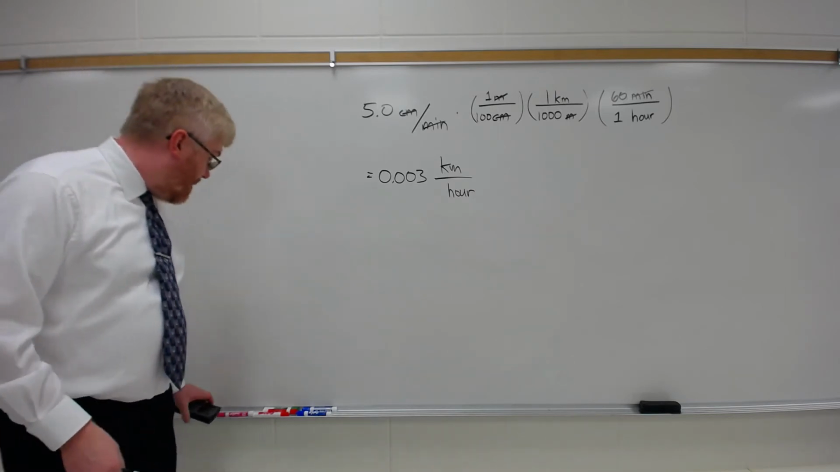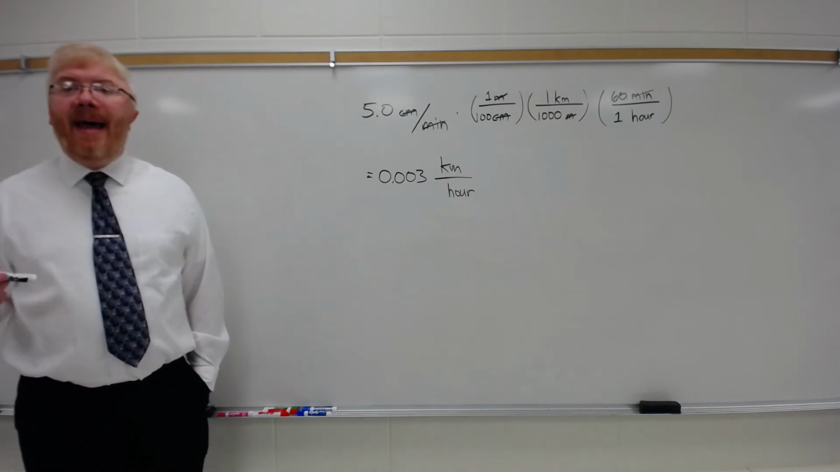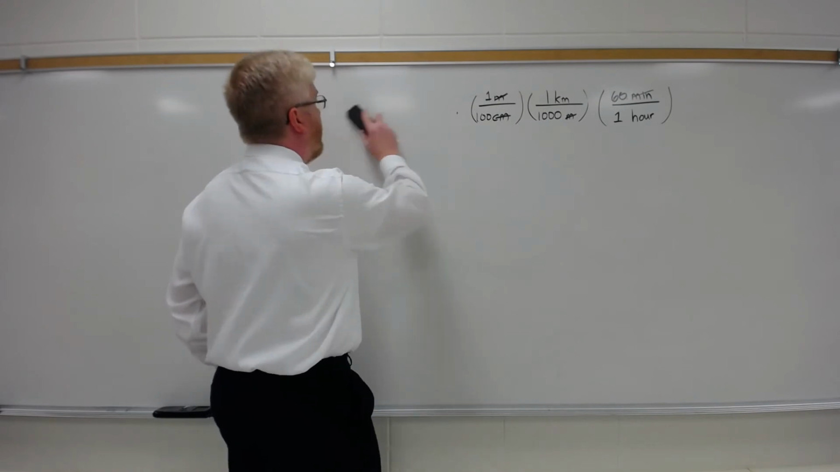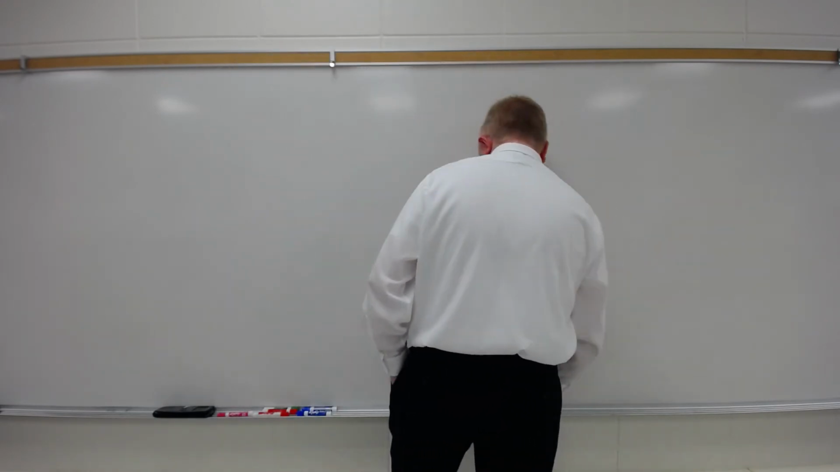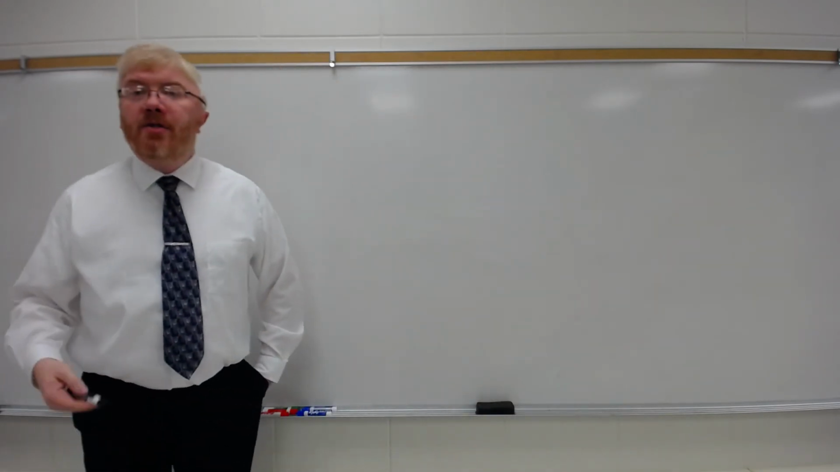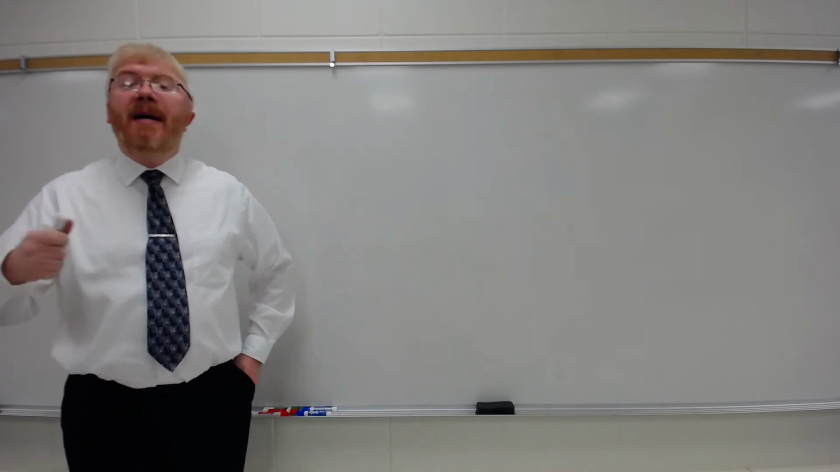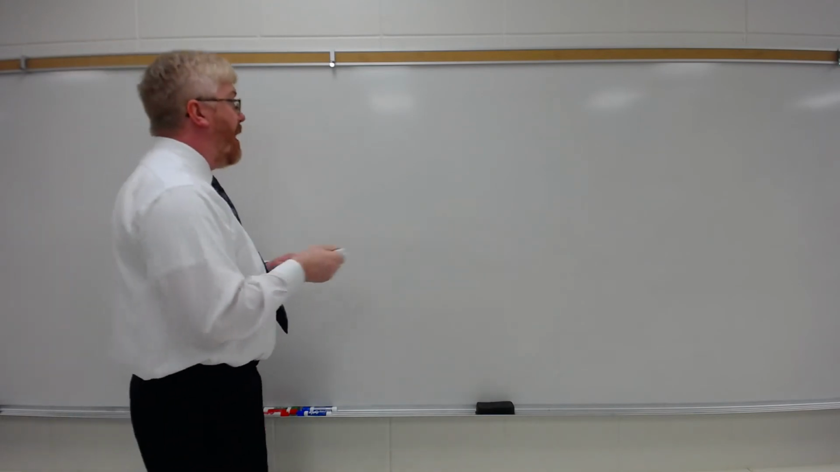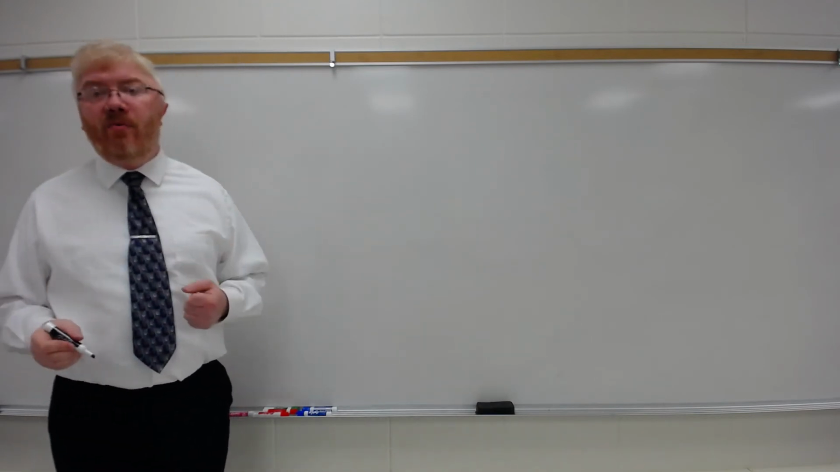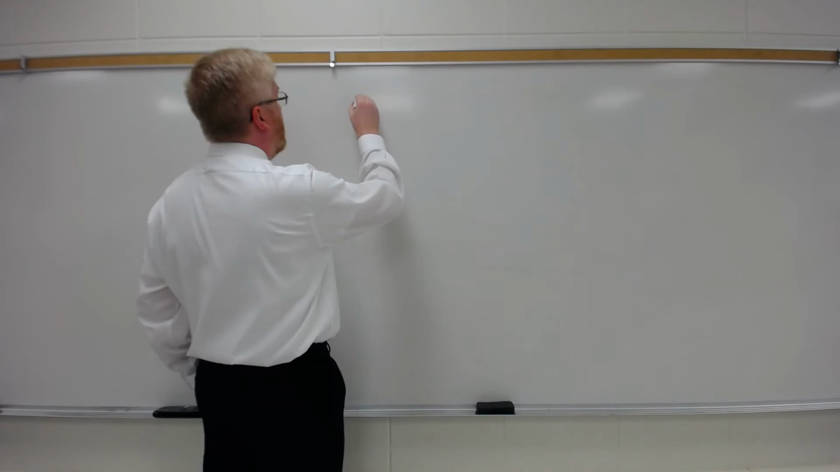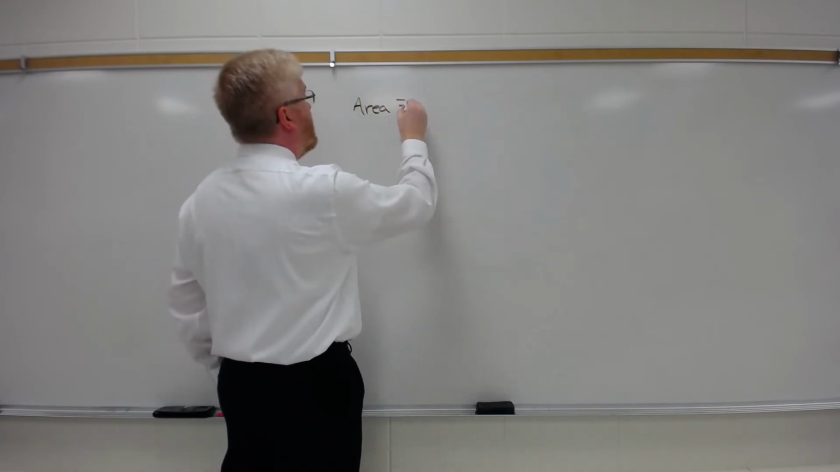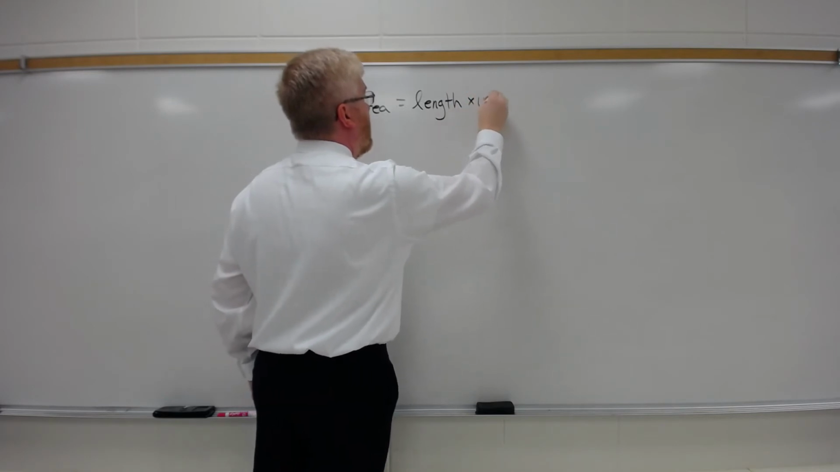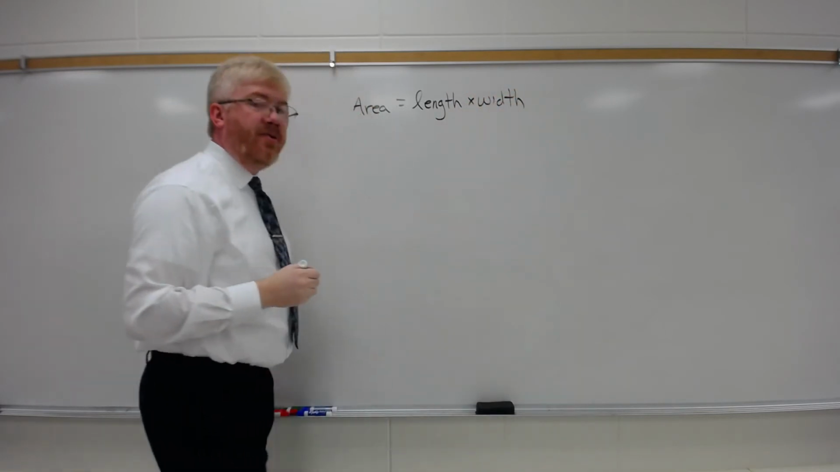Finally, we can do units that have exponents. So, for example, say you buy a new house and you have a living room that's 20 by 30 feet. And you want to know what the area of that living room rug is. Well, area is equal to length times width. Hopefully it's not too surprising, right?